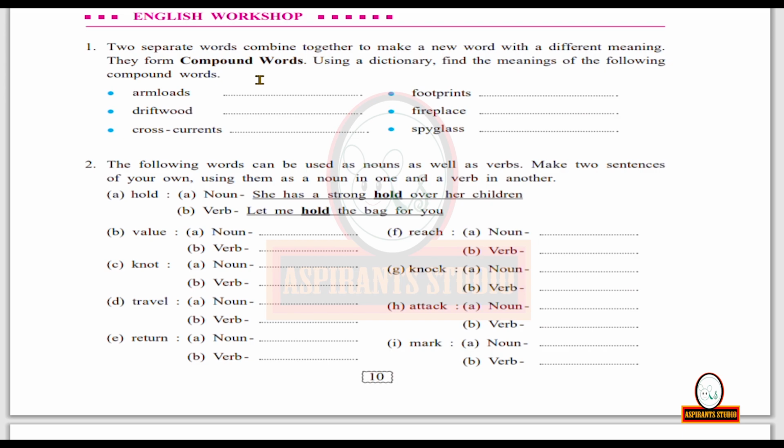Driftwood: a wood that has been washed onto the shore by the action of the sea waves and winds. Cross currents: movements of air or water moving in opposite directions.